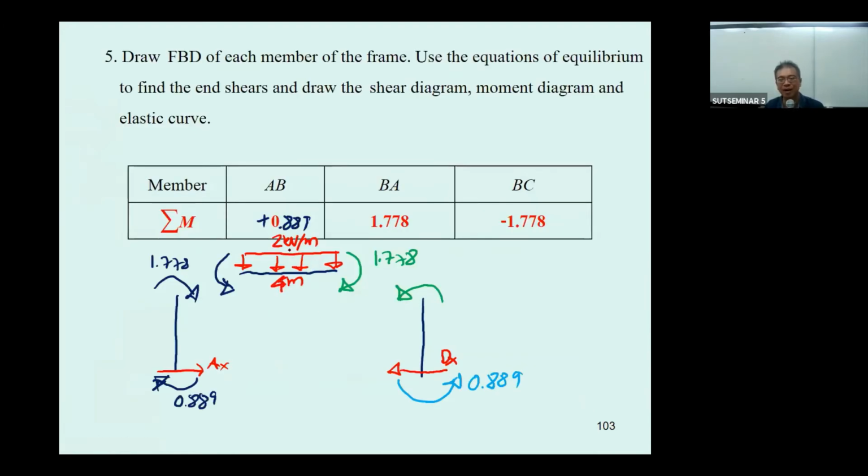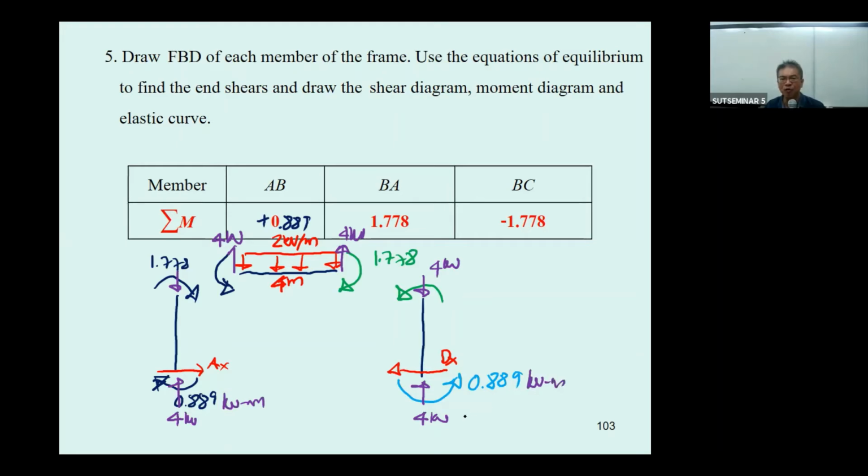So this is going to be 4 times 2 is 8. And due to the moment cancel each other, what we have here is going to be the force of 4 kilonewton. And this one also 4 kilonewton. And this one will transfer to here and transfer to here. This one going to be 4 kilonewton, and this one also going to be 4 kilonewton. And this one is kilonewton meter.